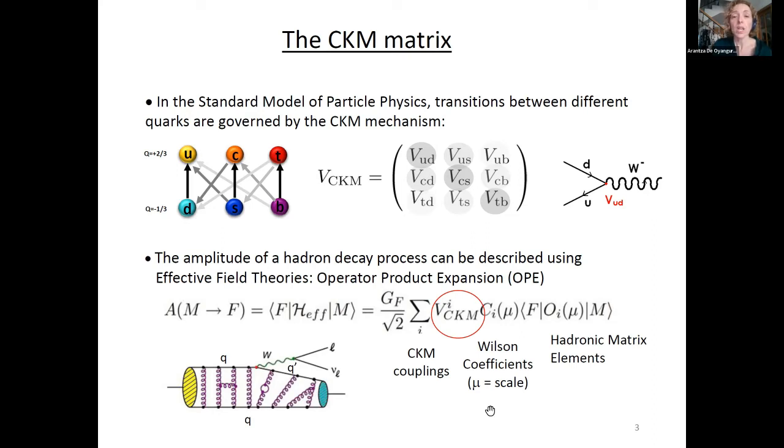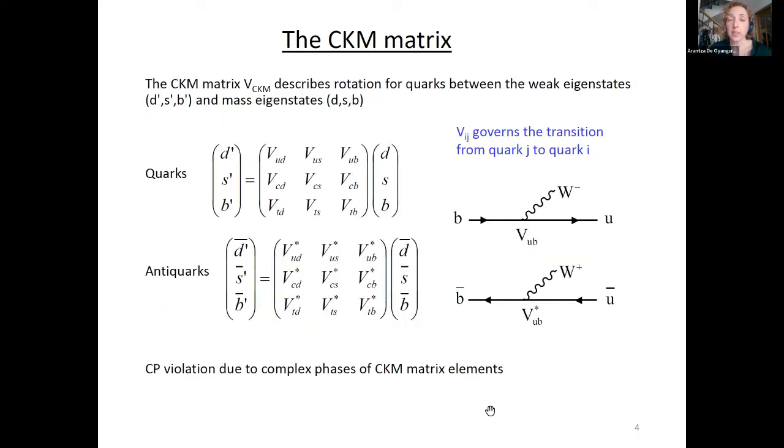So related to the CKM matrix, that I think you will be hearing a lot about today, it describes the rotation for quarks between the weak eigenstates and the mass eigenstates, because you know that they are not the same. This is for quarks and this is for antiquarks, and so you just have this element for the transition. The CP violation happening in the standard model comes from complex phases in the CKM matrix elements.